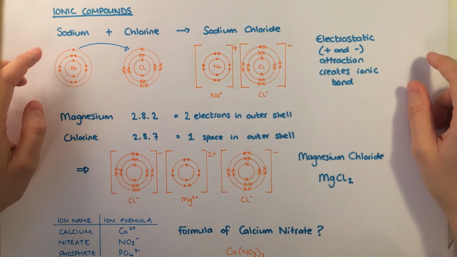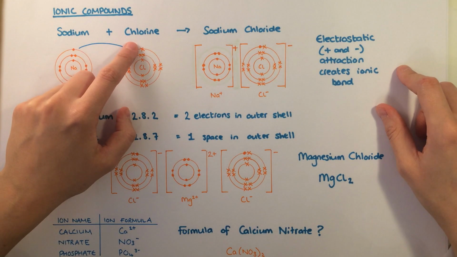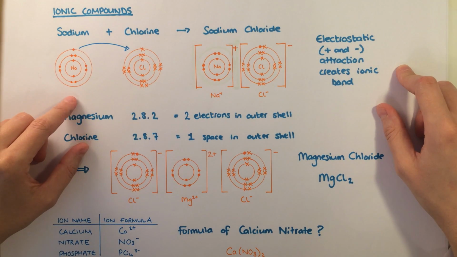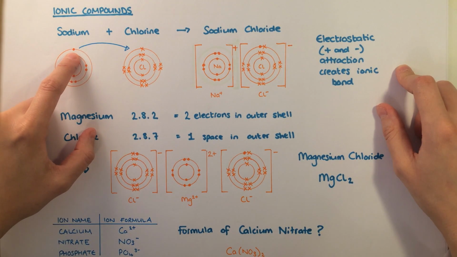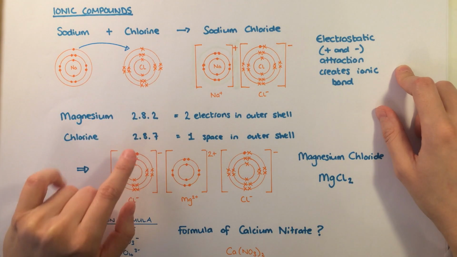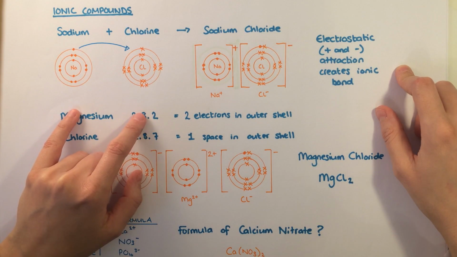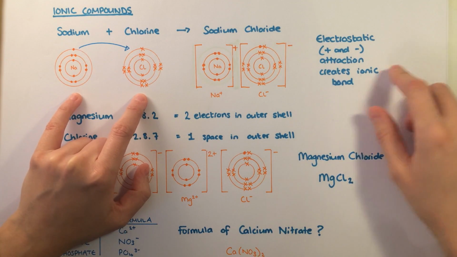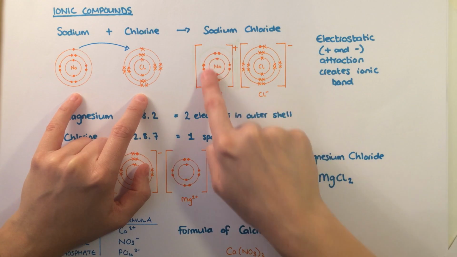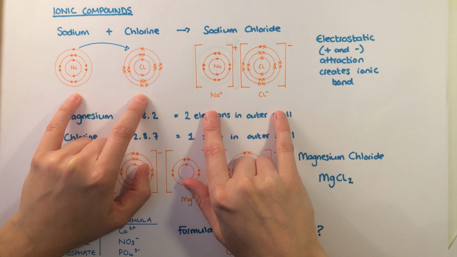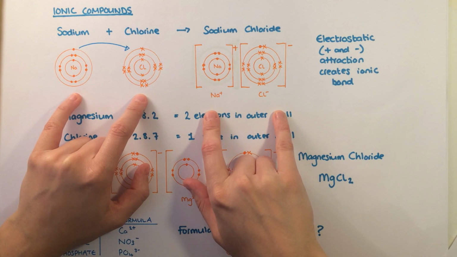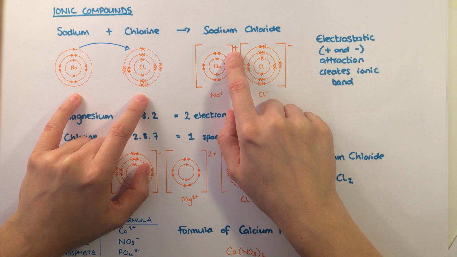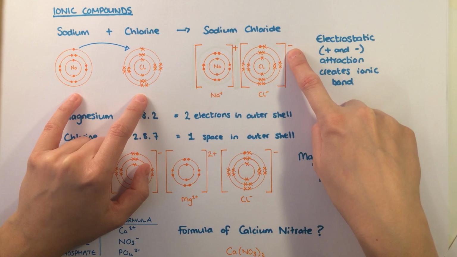Let's look more closely at the reaction between sodium and chlorine. When they react, an electron is transferred from the outer shell of the sodium atom to the outer shell of the chlorine atom, giving both atoms a full outer shell, meaning they are now stable, which is of course how atoms like to be. Now in doing this, the sodium has become positively charged and the chlorine negatively charged.